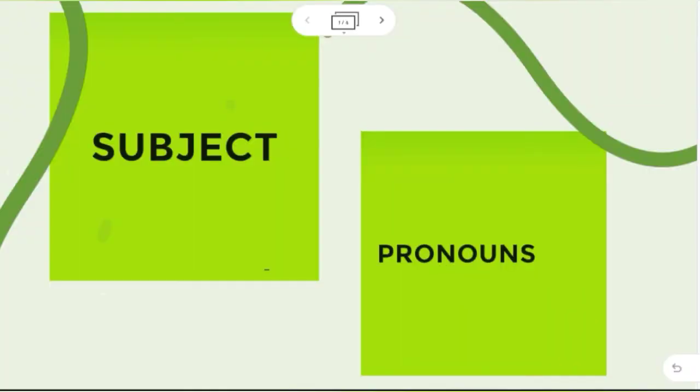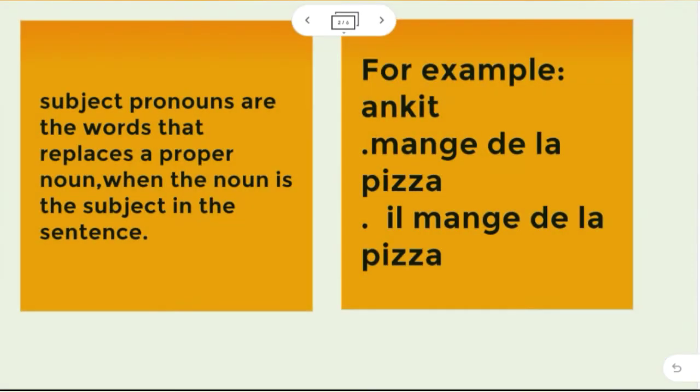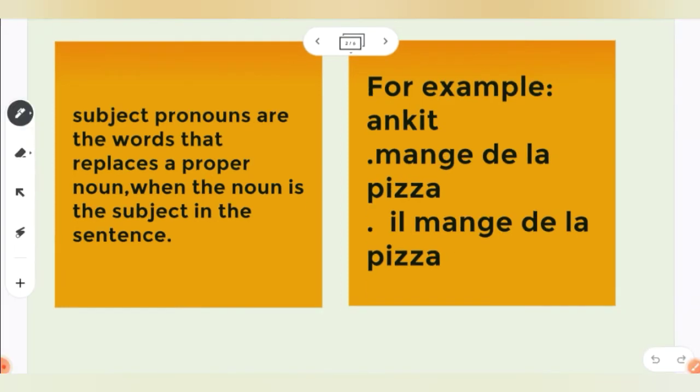It sometimes gets confusing what subject pronouns are. So let us begin by first understanding what subject pronoun means. Subject pronouns are nothing but the words that replace a proper noun when the noun is the subject in the sentence. So let us first take an example: Ankit mange de la pizza. Let me translate it for you in English. The sentence means in English, Ankit is eating the pizza.